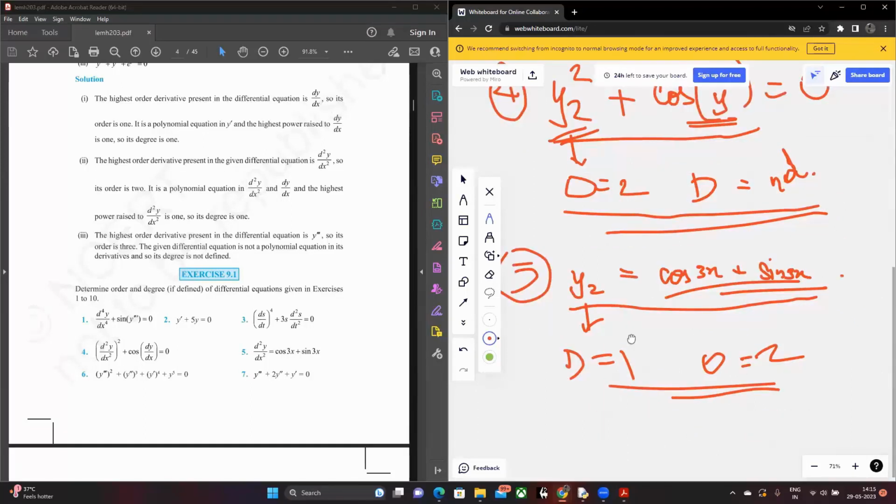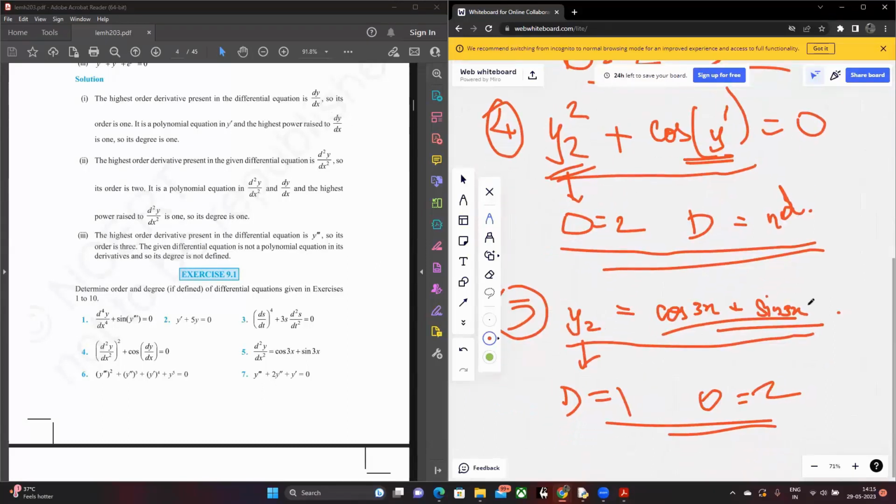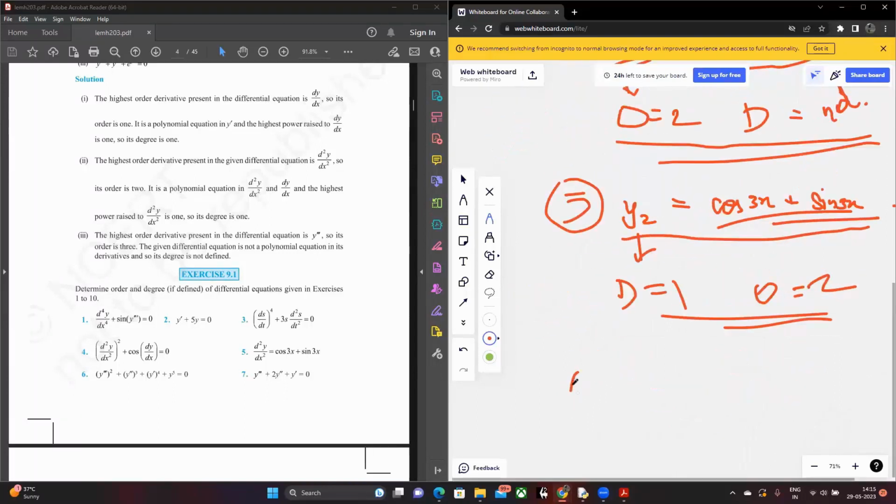Only when there is some kind of a cosine or a logarithm attached to this y dash or y double dash or whatever differential term, only and only then you say that the differential equation is non-polynomial. Otherwise, the differential equation is polynomial for all intents and purposes, right? Even though it may have some kind of cos 3x, sin 3x, or cos 3y or something like that, right? Nobody cares if the term inside the cos or the sine or the log or the ln or the e power is non-differential in nature. So that's question number 5 and the note I wanted to talk to you about.